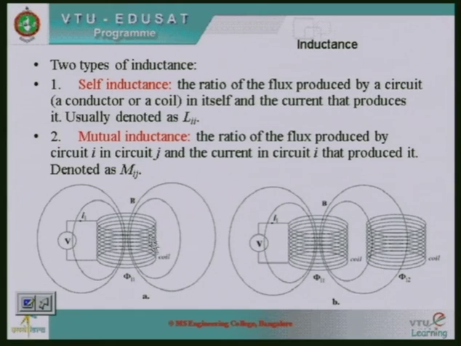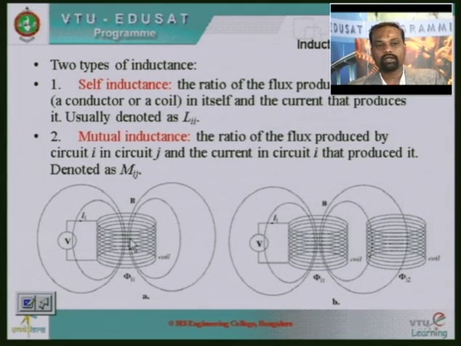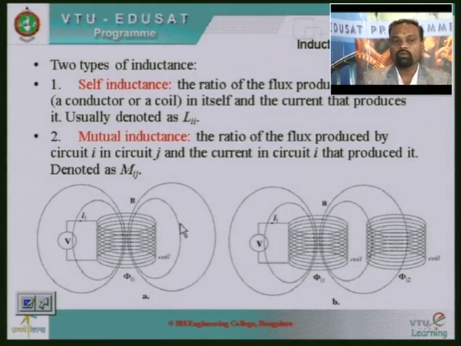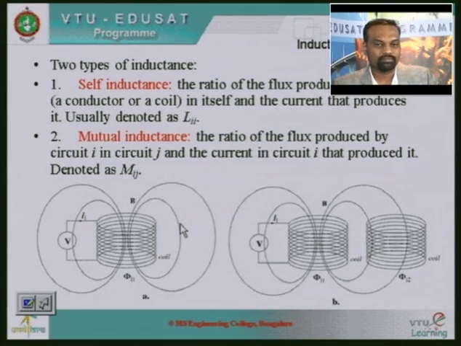So what happens in a coil like this, if you take a voltage and you are able to make a current flow through the coil, what happens? There will be an inductance. This inductance will further give you another inductance, and that is what we call self-inductance.